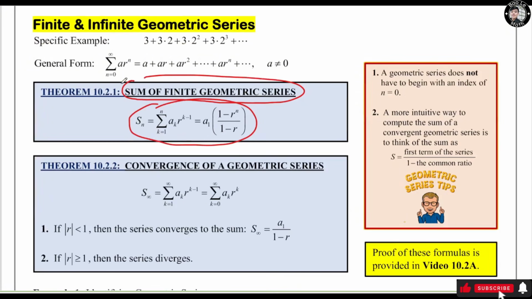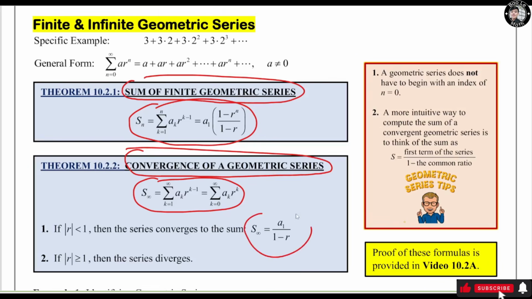And the second one is going to be the convergence of the geometric series. It's given by this formula. Alright, if the absolute value of r is less than 1, then the series converges to the sum of this. If the absolute value of r is greater than or equal to 1, then the series diverges. Now, in order to understand how we got these two formulas, please check out the video in the description below.